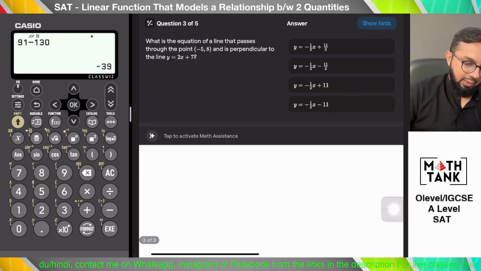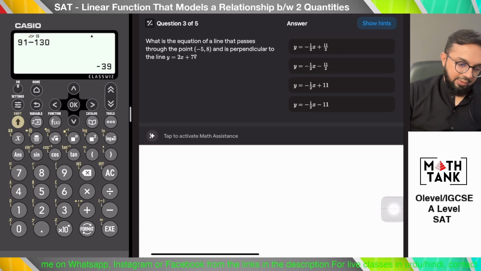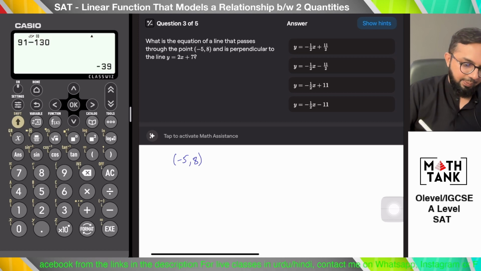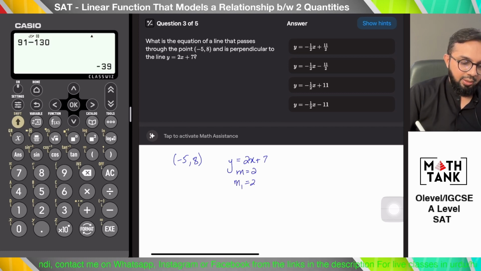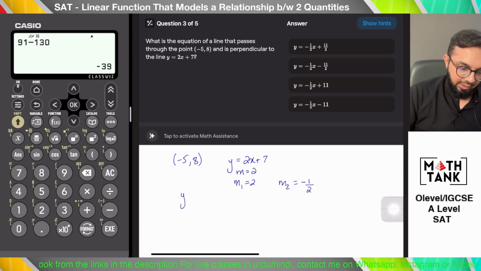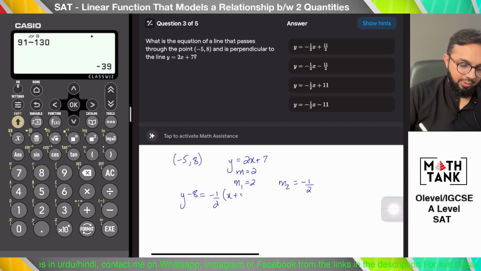Yes. Moving on to the next question, it says, what is the equation of a line that passes through the point (5, 8) and is perpendicular to the line y equals 2x plus 7? So perpendicular lines have gradients that are negative reciprocals of each other. So m2 equals minus half. So y minus y1 equals m times (x minus x1). That's how you construct an equation.